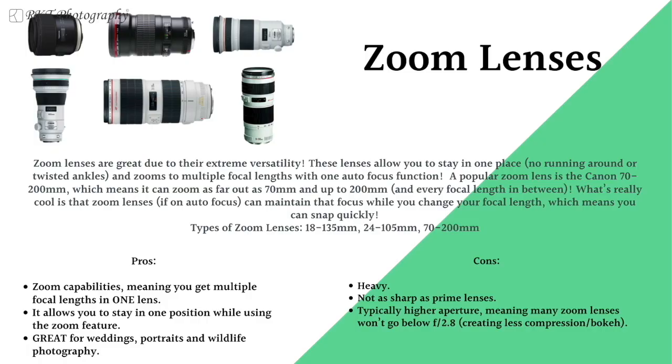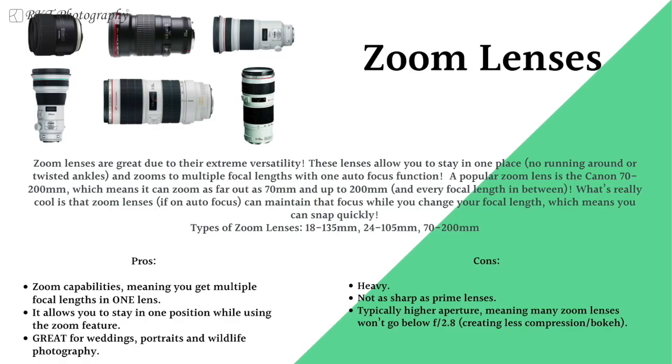Third type of lens is zoom lenses. Generally, zoom lenses are great due to their extreme versatility. These lenses allow you to stay in one place, you don't have to run around, and they zoom to multiple focal lengths with one focus point function.